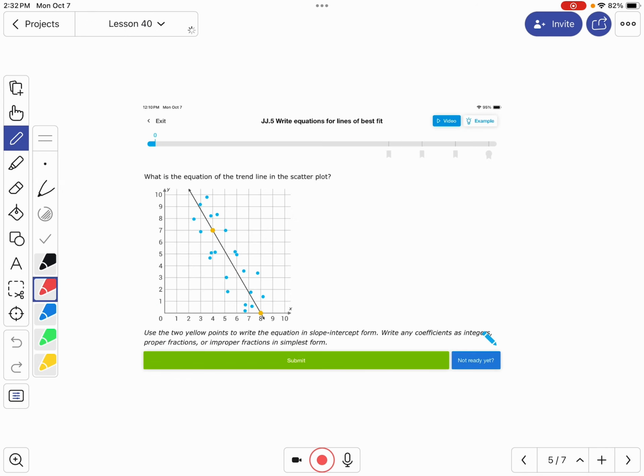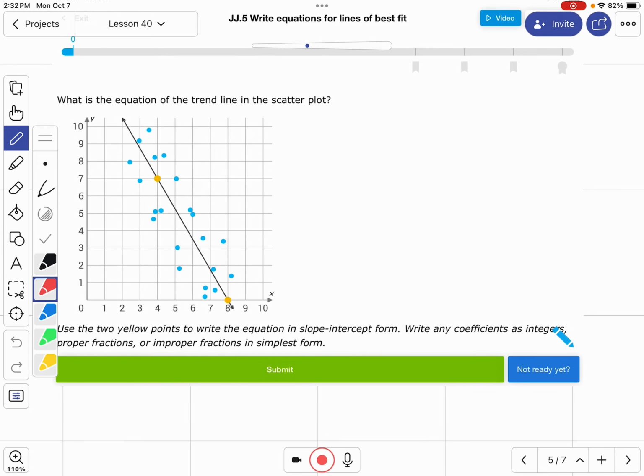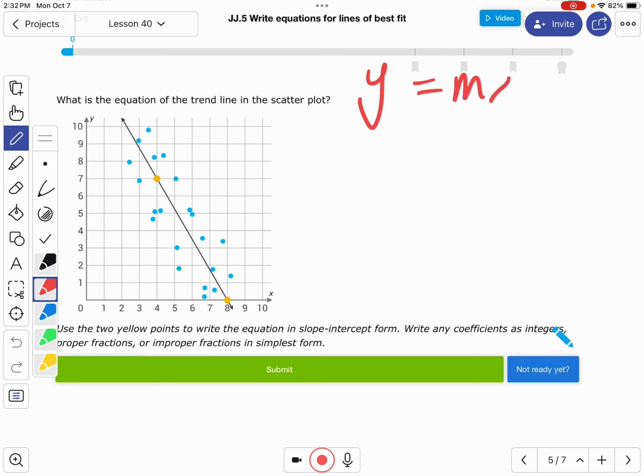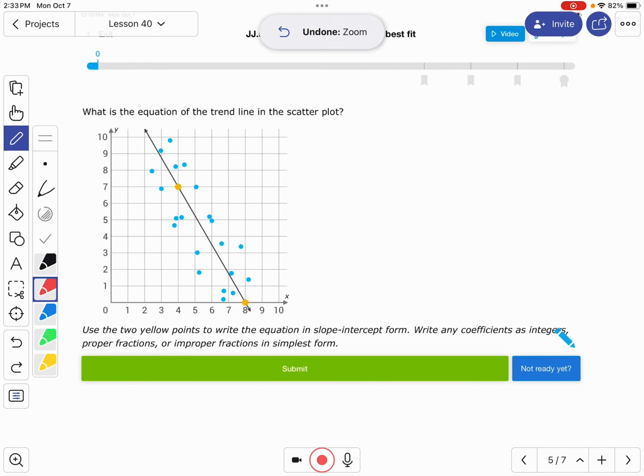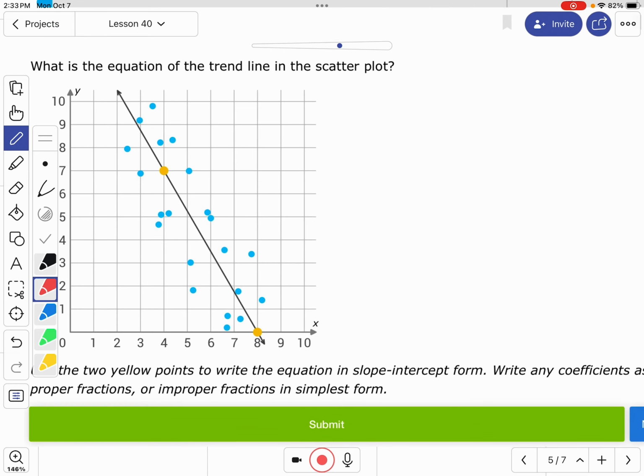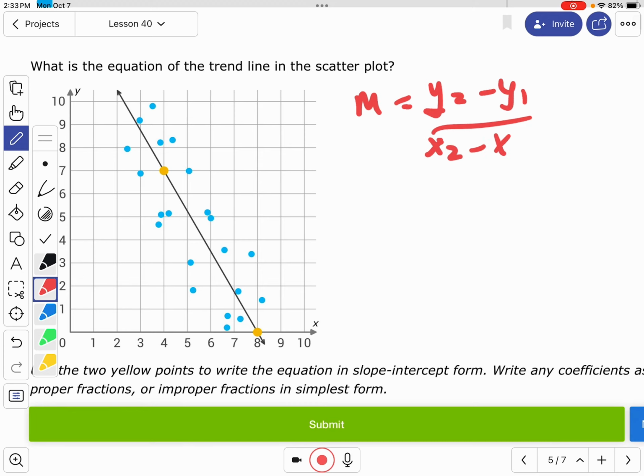Okay, let's try a more difficult one. This one does not have a y-intercept. And so we cannot use the y equals mx plus b format because there's no b. I can't see the intercept. It's not there. So instead, I'm going to start just by finding the slope, just like we did last time. So let's focus in on the slope. The slope is y2 minus y1 over x2 minus x1.